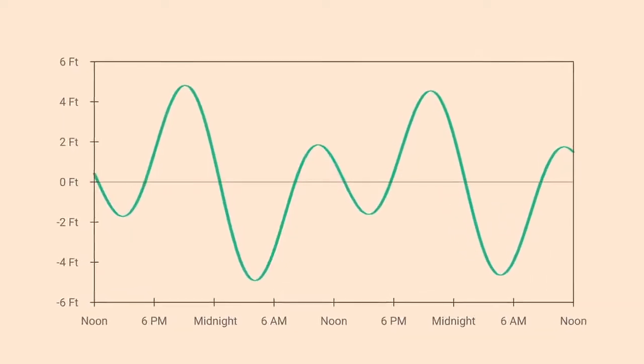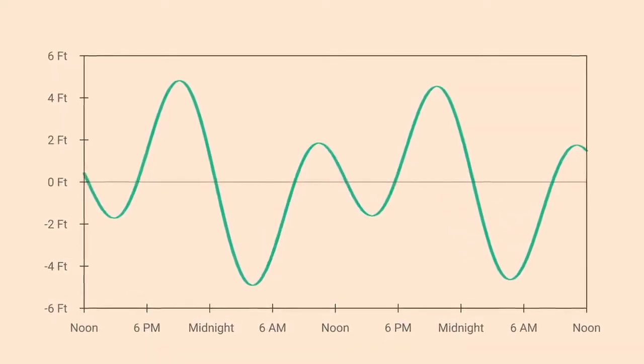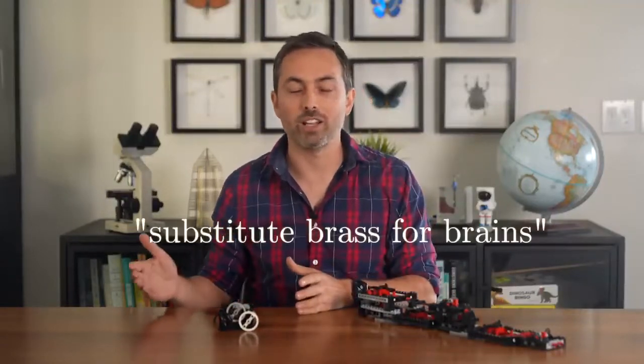Lord Kelvin spent years analyzing and predicting tides by hand. Then he had a stroke of inspiration. Could you design a machine to carry out these calculations automatically? In Kelvin's words, to substitute brass for brains?